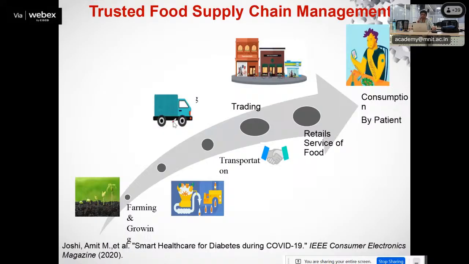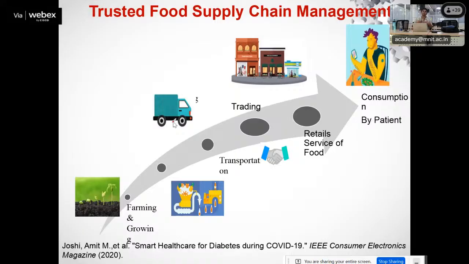Then trusted food supply chain management is also very important. What I mean by that is that what I eat, I should be able to recognize. Many adulterated or counterfeit food items are available, because most people take a benefit out of it, so they sell counterfeit food items. Even when we talk about a packed food item, you know what the expiry date is. But when you talk about fruits and vegetables, you don't know the expiry date.